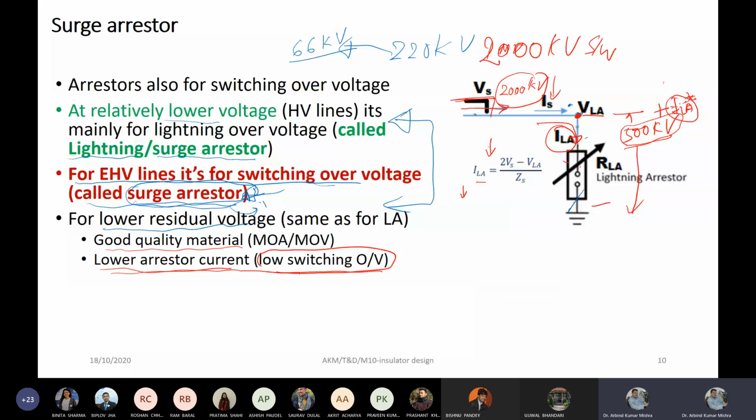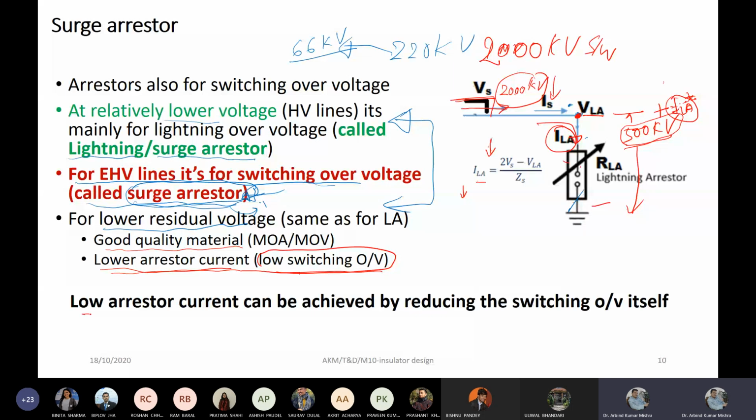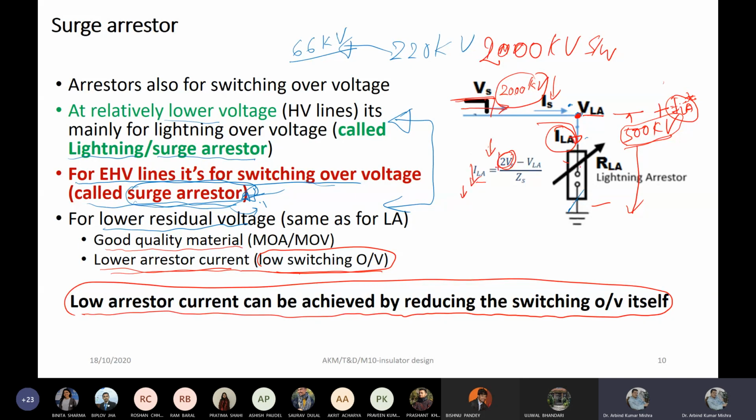So lower surge arrestor current can be achieved by reducing the switching over voltage itself, because this is the switching over voltage. So for this to be lower, this must be lower. How? As I have recently shown you in the simulation, without resistor this transient is never dying out. It's sustained oscillation. But once I have put some resistance, it is dying out.